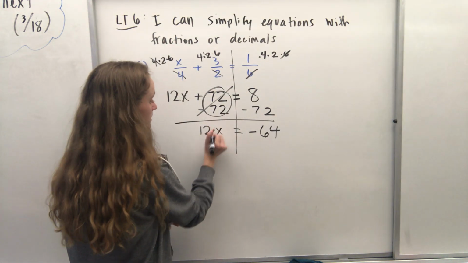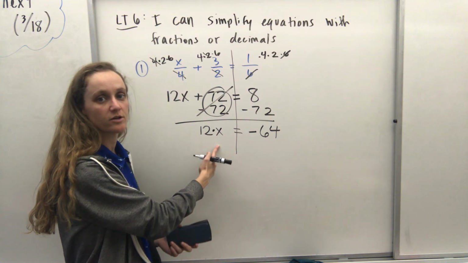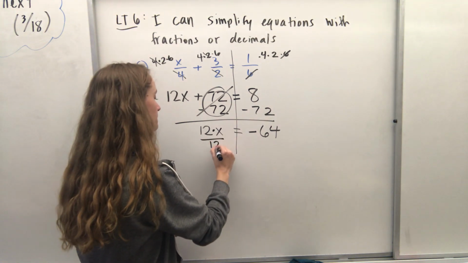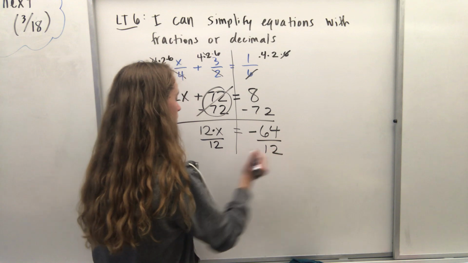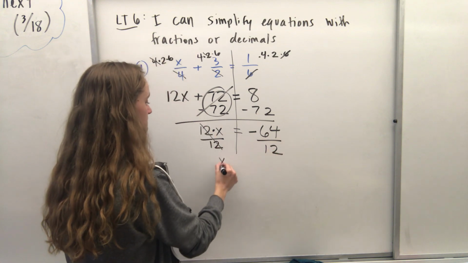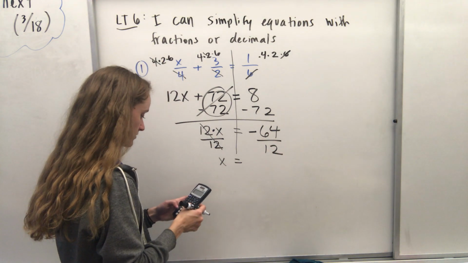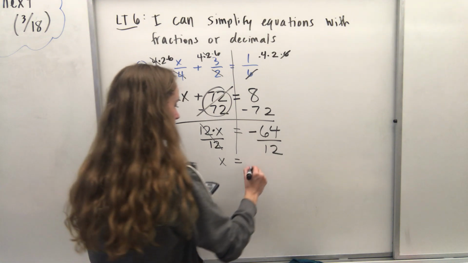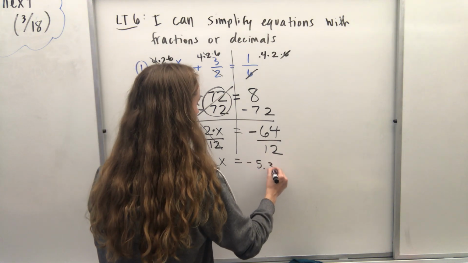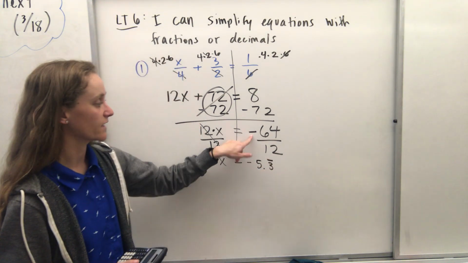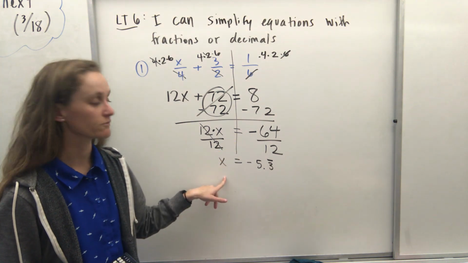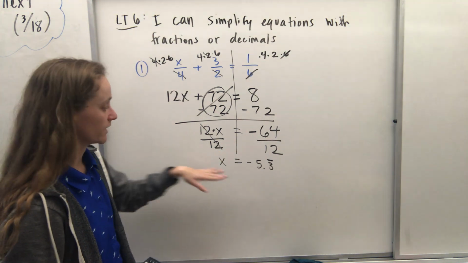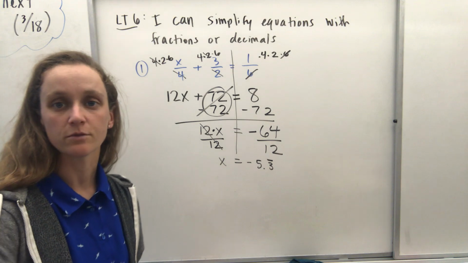And then lastly, because this is 12 times x, we know that the opposite of multiplying is dividing. So those cancel, and then x is going to equal negative 5.3 repeating. And we know it's negative because a negative divided by a positive would be a negative. So after I do all this work, my answer would be x equals negative 5.3 repeating.